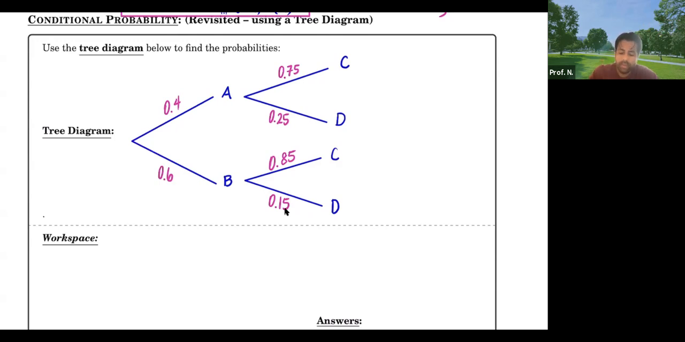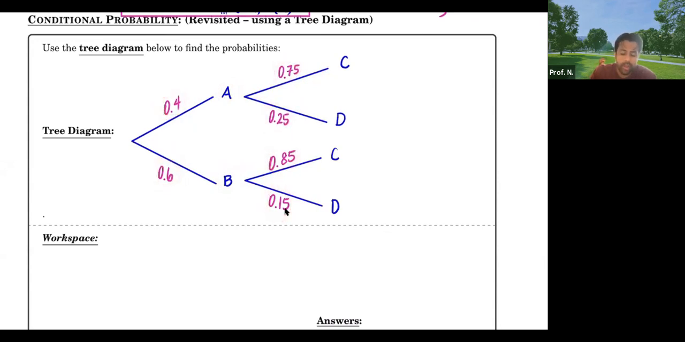Okay, so I'm giving you a tree diagram. You've seen tree diagrams before, but now we're going to be using probabilities to figure out the probability of an event occurring. So usually we draw these tree diagrams as follows, right? We draw these branches, and this is event A, this is event B. Given event A occurring, we have the probability of event C and event D occurring. Same thing here: given that B occurs, we have the event that C or D occurs. And these numbers above are the probabilities of those events occurring.